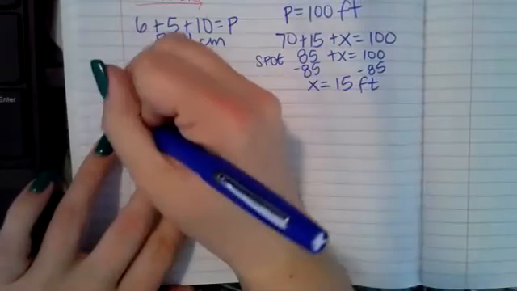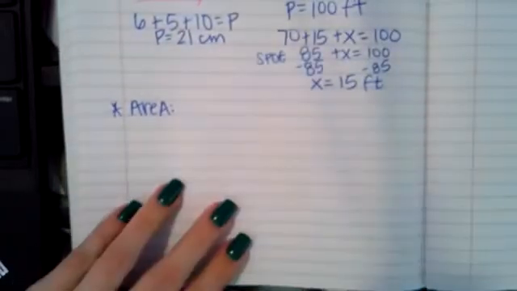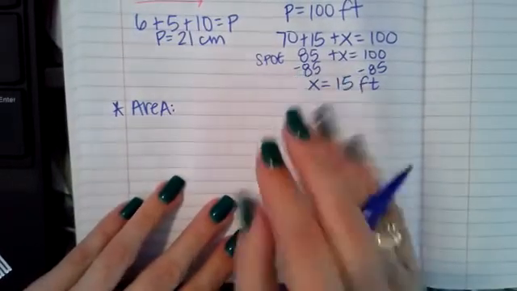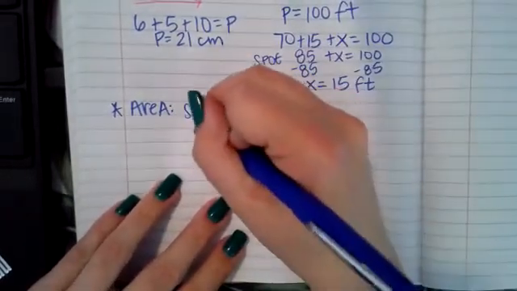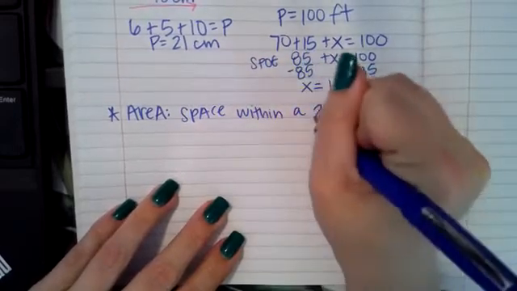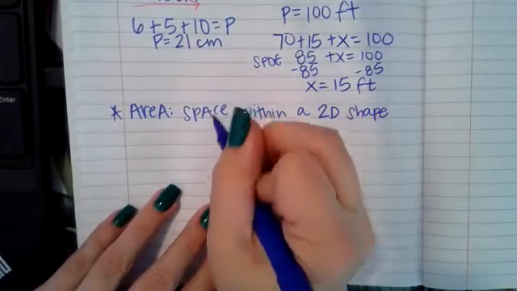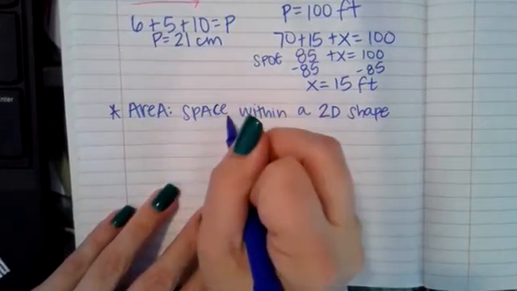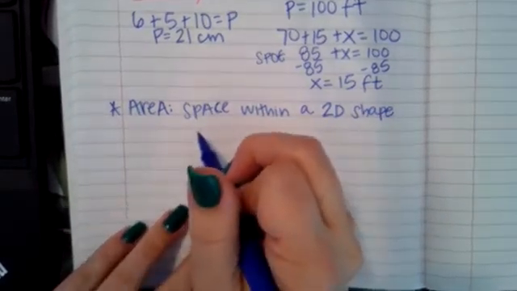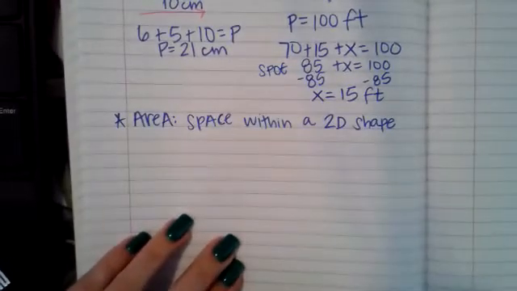So the official definition of area is the space within a two-dimensional shape. Sometimes this word space gets confused with volume. Volume has to do with three-dimensional shapes. A shape has to be three-dimensional in order for it to have volume. We call the space within a 2D shape the area.